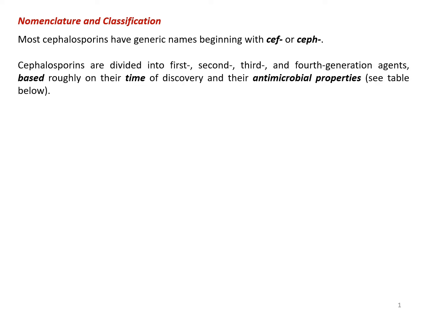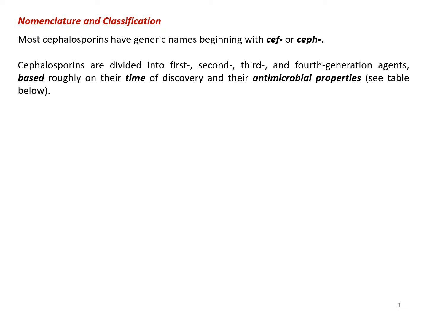Generic names of most cephalosporins start with a Ceph prefix that is spelled either with F or PH. They are divided into first, second, all the way to fifth generation. This classification is based on the time they were discovered.